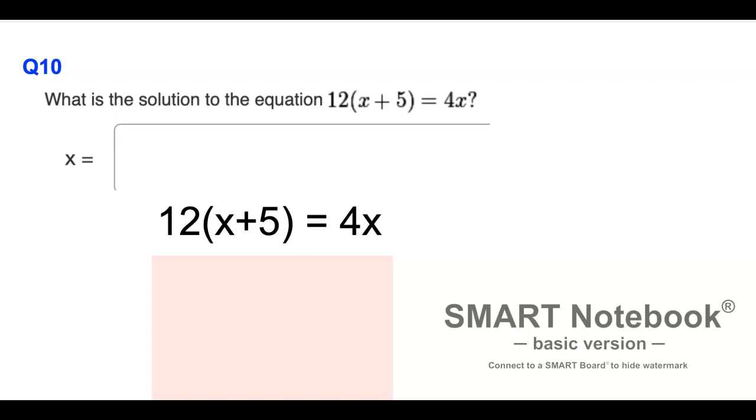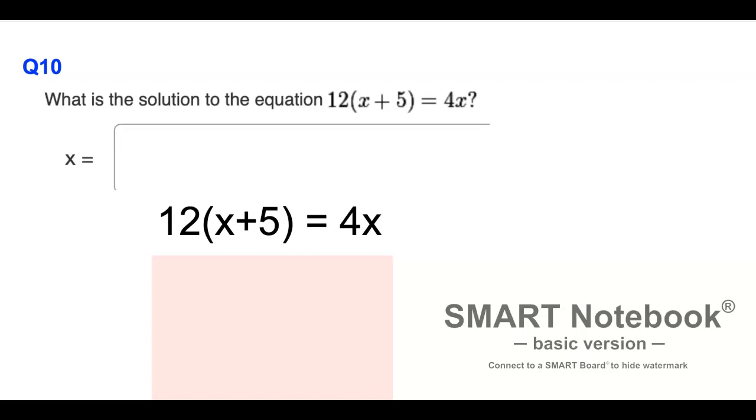What is the solution to the equation 12 times the quantity x plus 5 equals 4x? So here we're solving an equation, which means we need to isolate the variable. So we want to get x on one side of the equal sign by itself, and the main property that we need to use here is the distributive property.